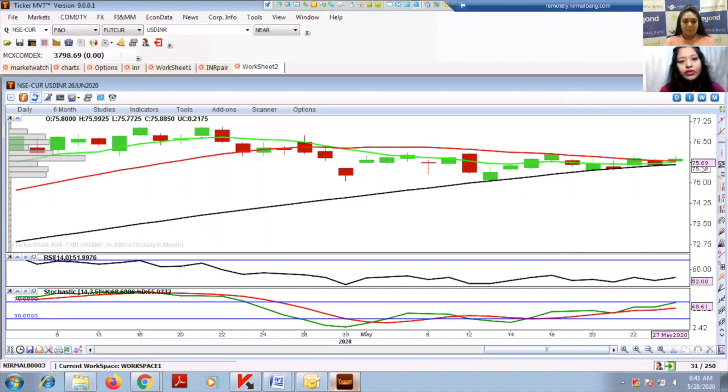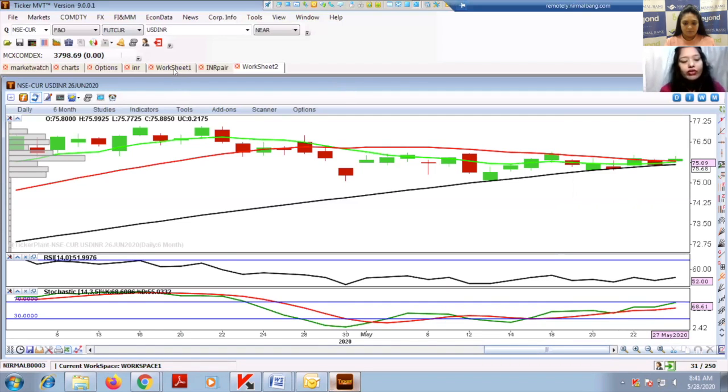Any breakout above 76 will be a long for rupee, and if a rupee opens on a weaker note and there is a breach of 75.60 on the lower levels, it will go for a dip further towards 75.30, 75 levels. So these two levels is what one must take into consideration.